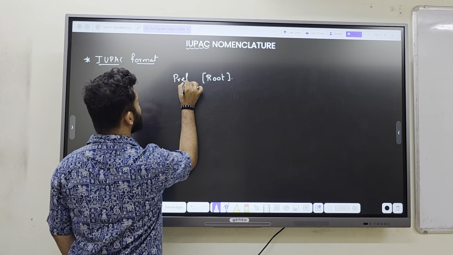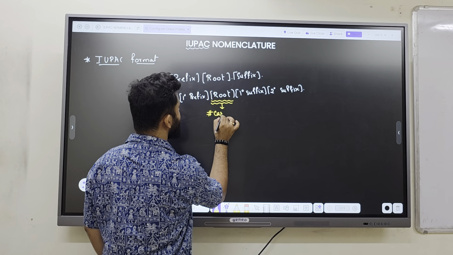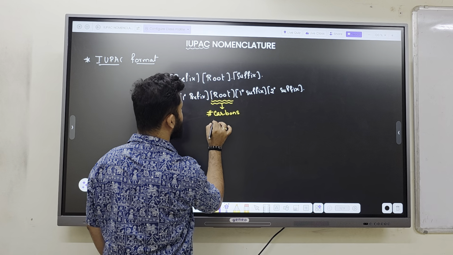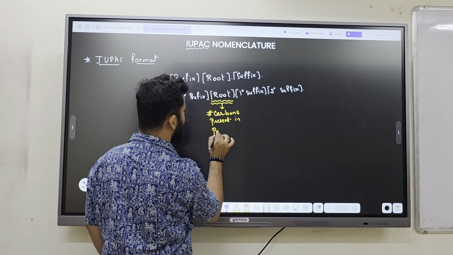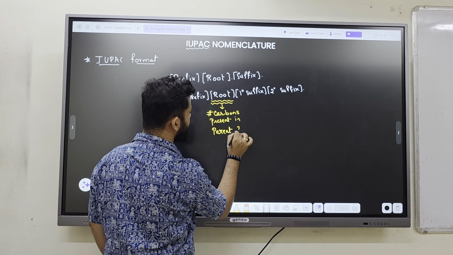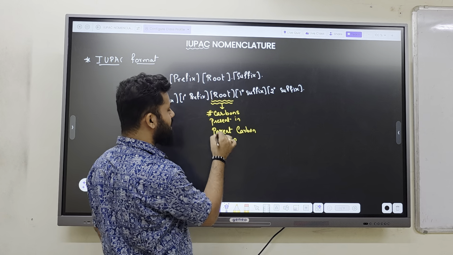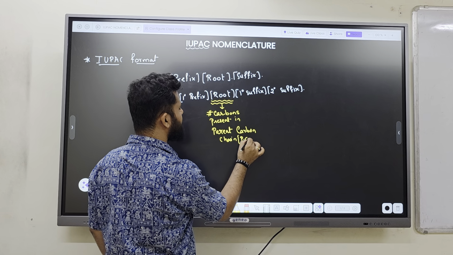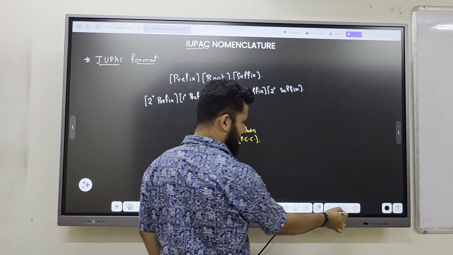Let us start with the most important part, that is the root word. This root word tells us about the number of carbons present in the parent carbon chain. For short, we will call the parent carbon chain PCC. Sir, what is the parent carbon chain? Let us learn this.